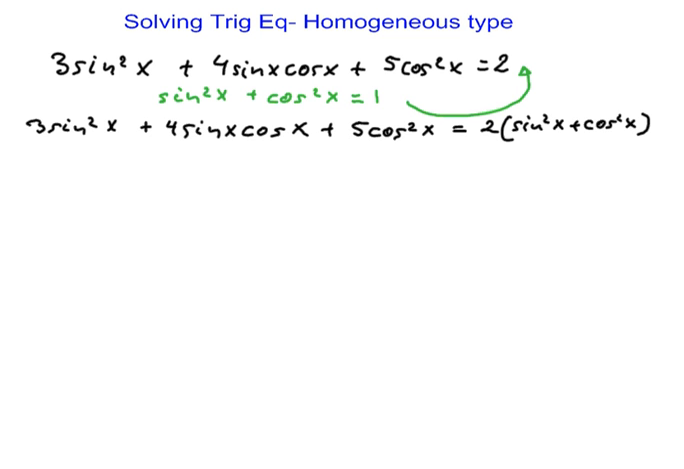All right, homogeneous type of trigonometric equation. Couple pointers here. First, the degree of each term must be the same. As you may notice, we have sine squared, we have cosine squared, we have sine x cos x. The degree of each term is 1, but when you're multiplying them, it becomes 2. And the constant, we can change the degree of that using the Pythagorean identity.